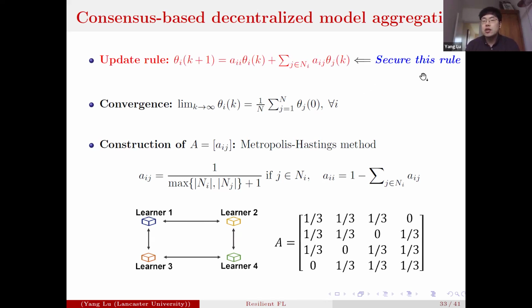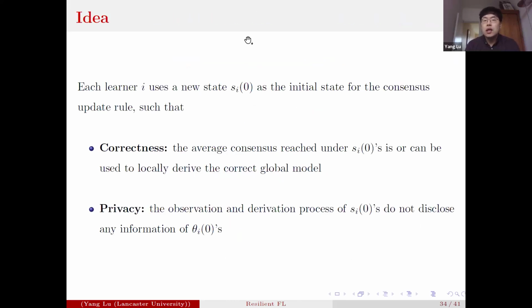Then we still have to secure this update rule, because now you are still directly exchanging the local models, and it still suffers from model inference attacks. To do that, we integrate secret sharing. And first, I'll introduce the idea. The idea is that each user i would like to use a new state i0 instead of the true local model as the initial state for the consensus protocol. But we need to guarantee correctness and privacy.